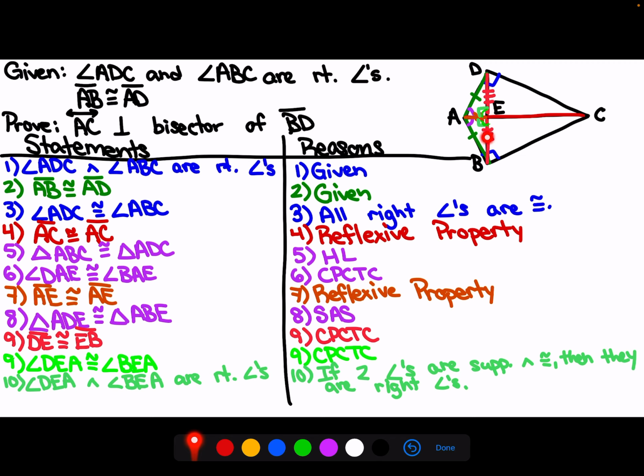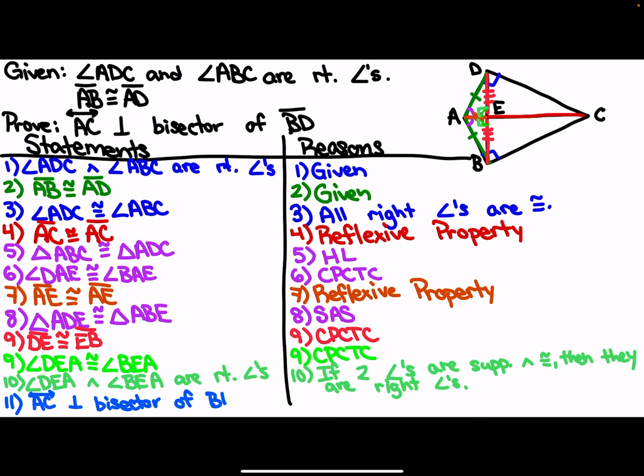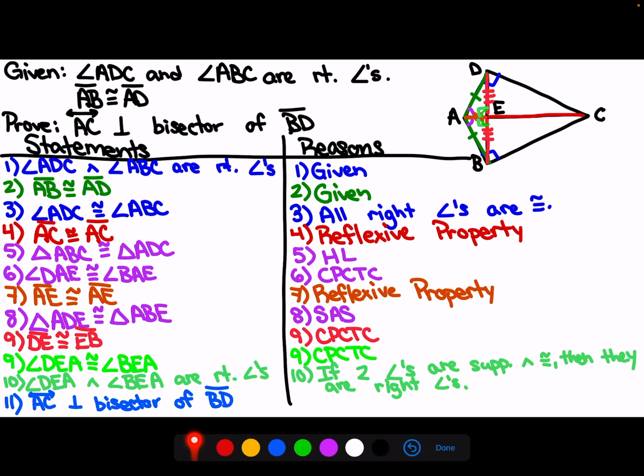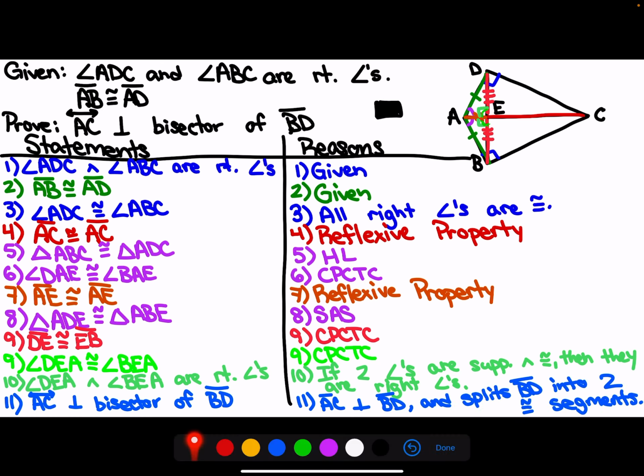So I can finally say that AC is the perpendicular bisector of BD. The reason that we can say that is AC is perpendicular to BD, which we see with the right angles. And AC bisects segment BD, which we can see because it's being cut in half from statement number 9. At this point, this proof is now finished because we have proven that AC is the perpendicular bisector of BD.